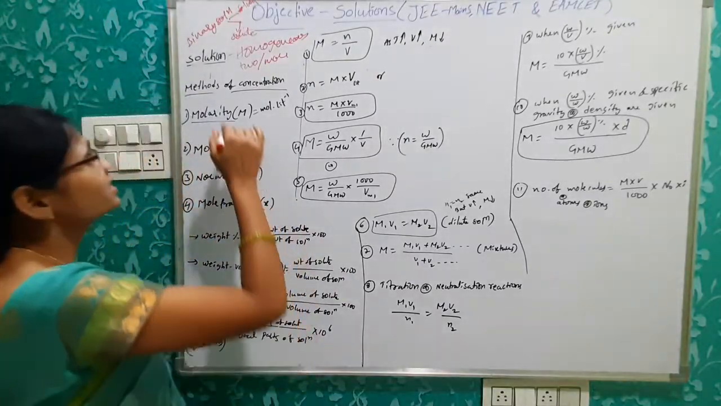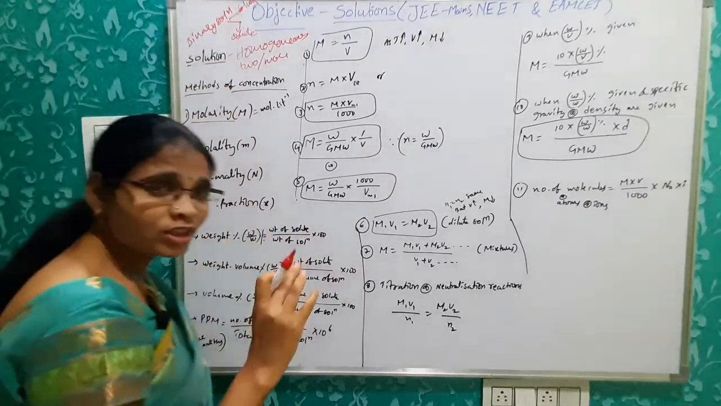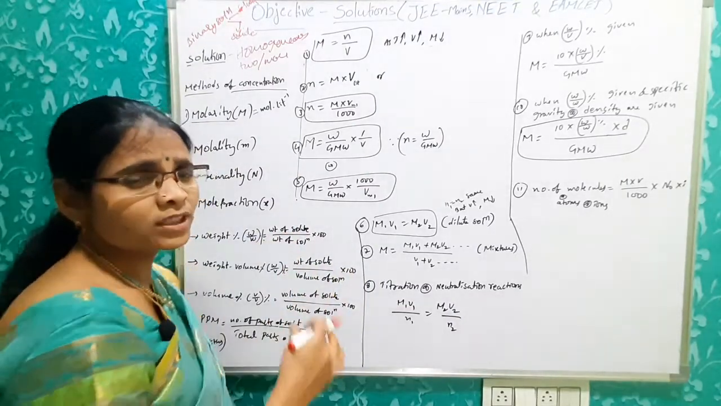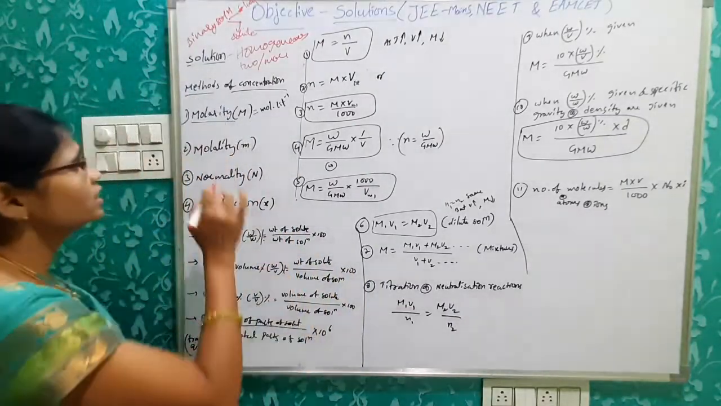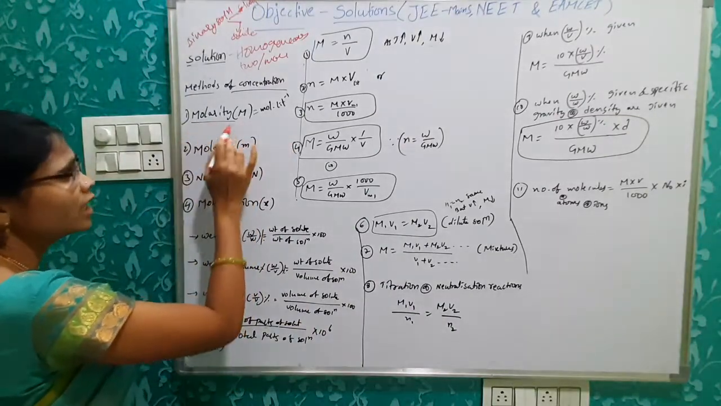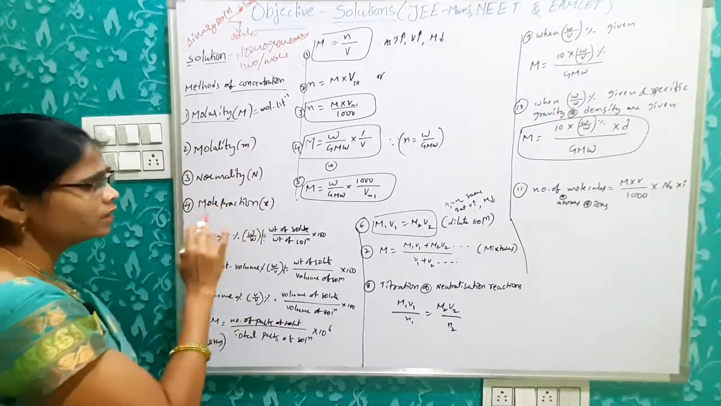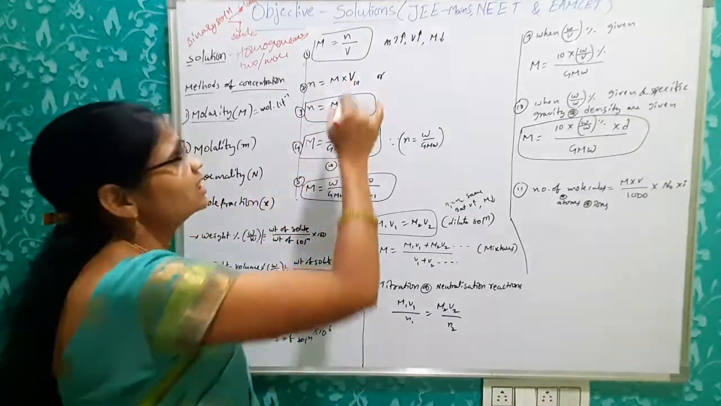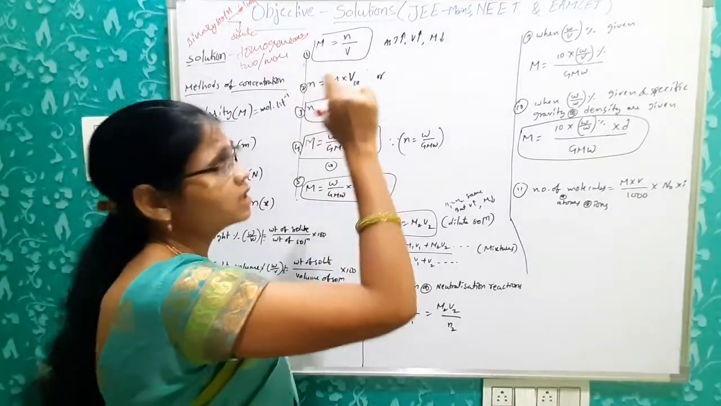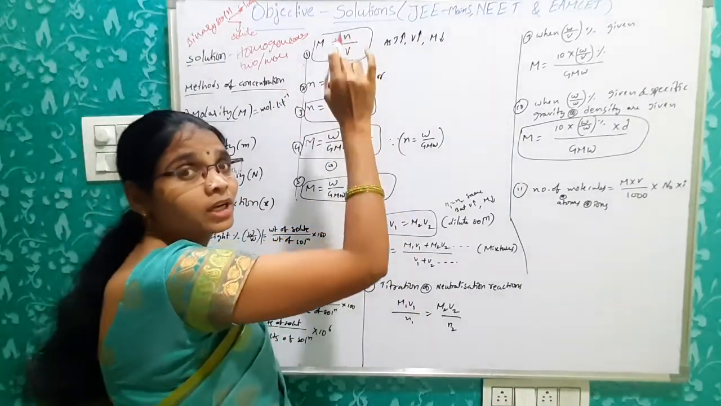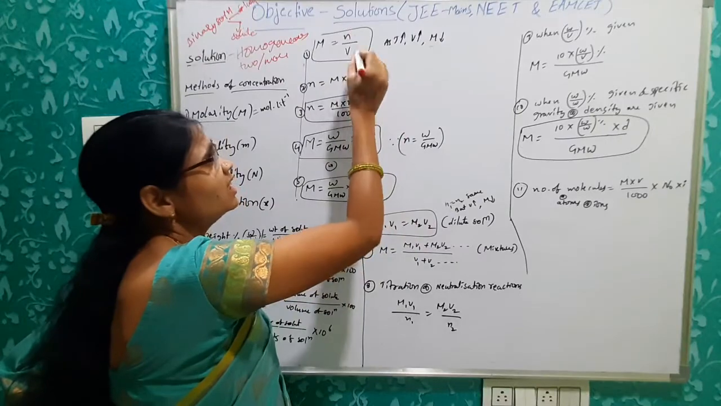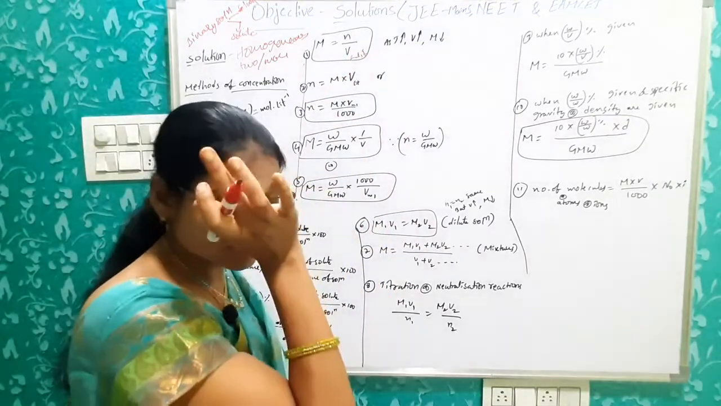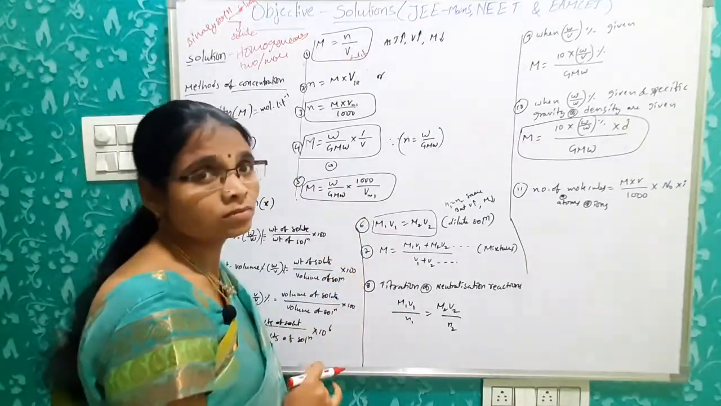Next, the concentration: how much solute is present in the solution. We can express it in several ways. The major methods are molarity, molality, normality, and mole fraction. First of all, molarity, how to define? The number of moles, N means moles, the number of gram moles of solute present in 1 liter of solution is known as molarity.